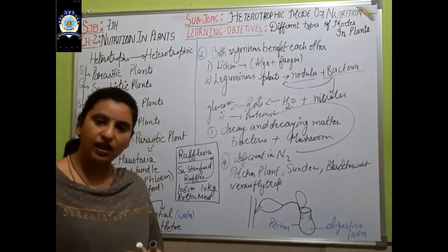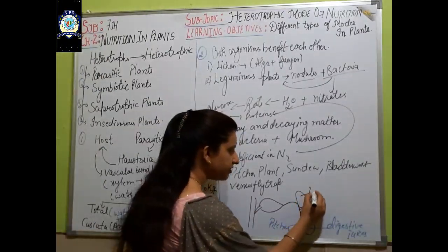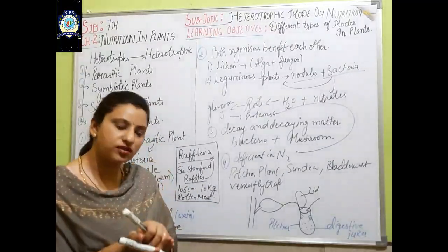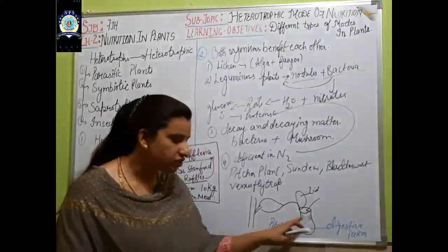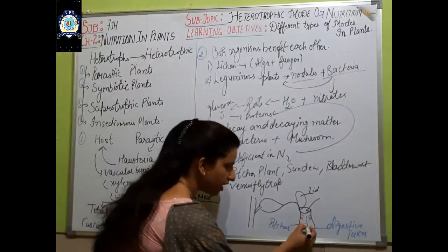When any small insect enters inside the pitcher, this lid just closes up, and when this lid closes up, that small creature is trapped inside the body of this pitcher, and it just enters into the digestive juices.